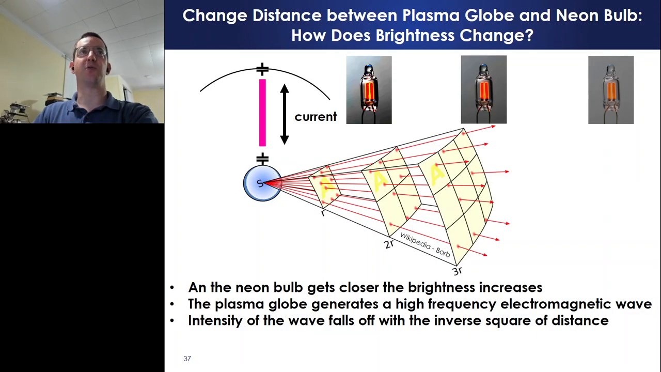We may also explore the effects of electromagnetic radiation on exciting a gas into a plasma. We can observe that even if the neon light bulb is not touching the aluminum hat, the bulb is still lit by the electromagnetic wave generated by the plasma globe. As we bring the neon light further and further from the globe, we observe that the neon light gets dimmer and dimmer. This is an effect of the electromagnetic wave falling off as the inverse square of distance.